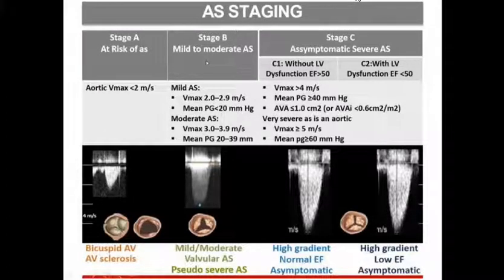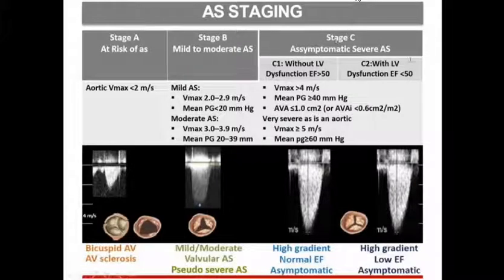Stage B is mild to moderate. Mild AS has a velocity of 2 to 2.9 meters per second and a mean gradient less than 20. Moderate AS has a velocity less than 4 and a mean gradient between 20 and 39. Here you can get a gray zone, with pseudo-severe AS, or patients with low ejection fraction and low flow gradient. This gray zone we will discuss later.